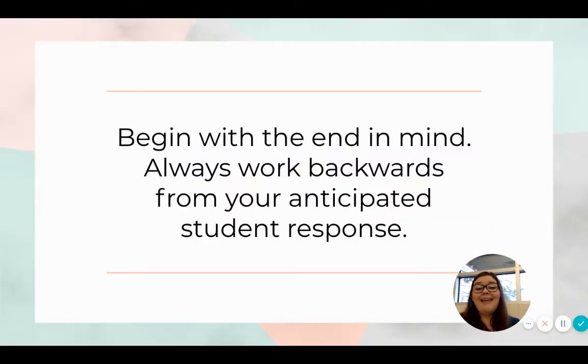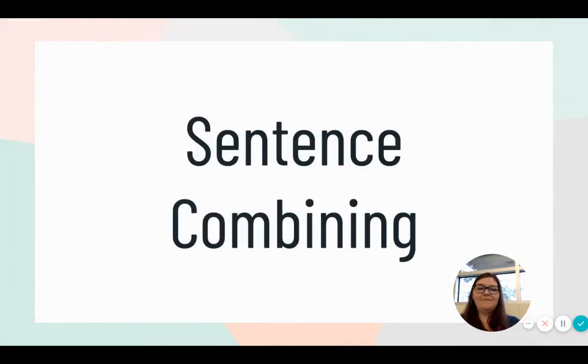And again, begin with the end in mind. Always work backwards from your anticipated student response. You need to make sure there's alignment between your lesson and the measure that you're using to assess them. You need to make sure that there is clear alignment between those. So if you're working backwards from your anticipated student response, you'll be able to see that the alignment is present and that your students are able to show you what they've learned in your lesson.